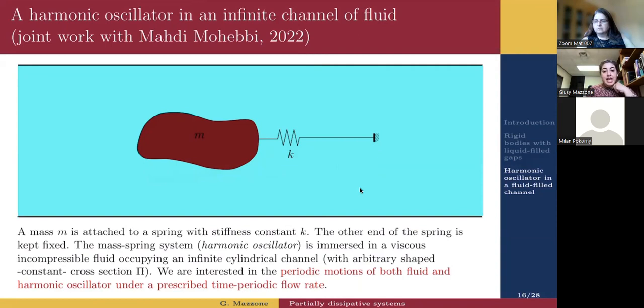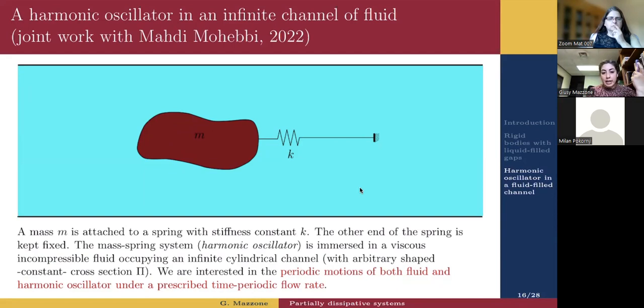And we assume that one end of the spring is fixed. We disregard any gravitational force so that we are just interested in the oscillation of the mass spring system along the symmetry axis of the channel. And so what is the problem? What is the driving mechanism? We assume that there is a prescribed time periodic flow rate applied to the fluid. So this is time periodic. So now the question is, does there exist a corresponding time periodic solution for the fluid and for the body?